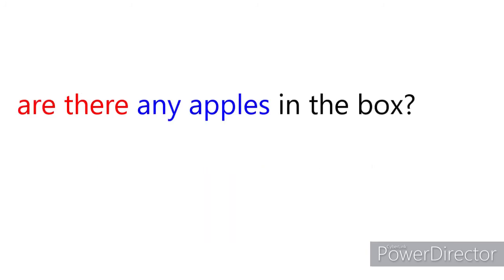To ask a question with there are, we say are there any apples in the box? Same thing, we switch. We put the verb first, then there. We say, are there any apples in the box? And we add any.